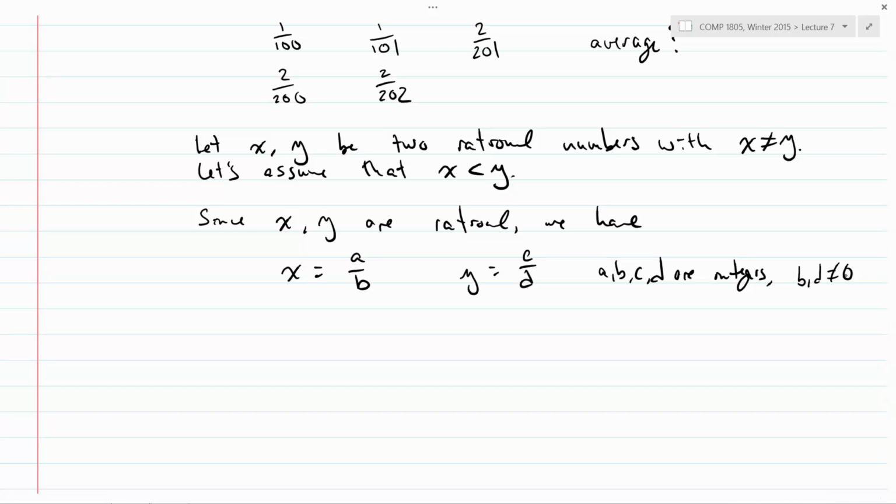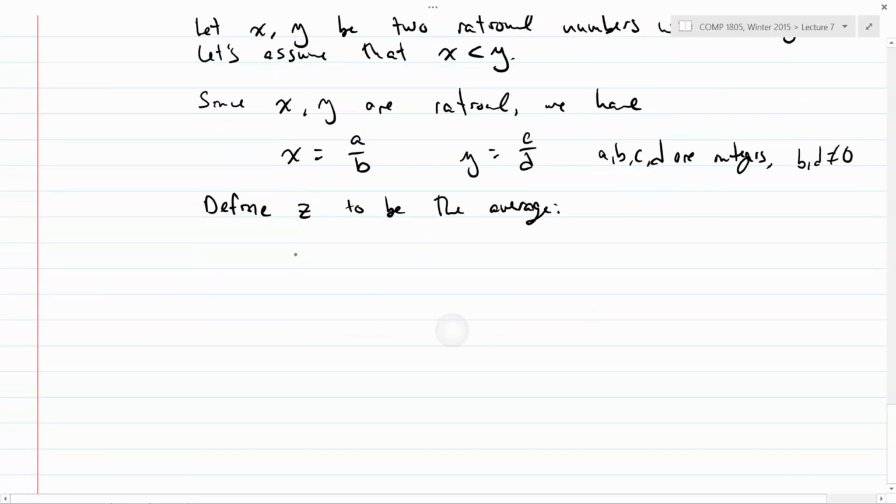And the approach we're going to take on this is to look at the average of the two numbers. Right? That's our plan. So we're going to define z to be the average. All right, so z is equal to (x plus y) over 2. Right? That's the definition of the average of two numbers. So let's work out what exactly this is. X plus y, well, x is just a over b, y is just c over d, and this is all over 2. So far, so good?